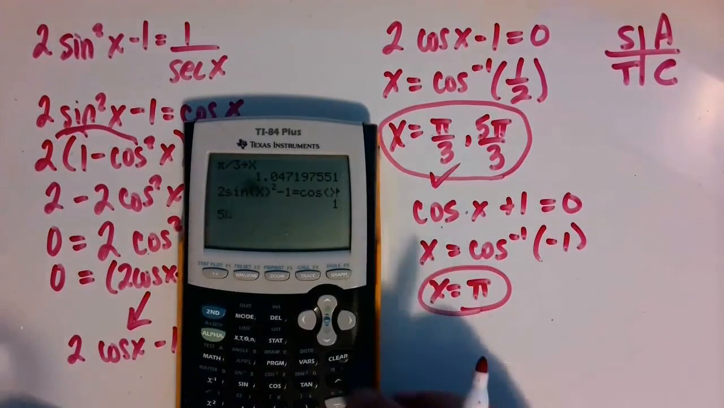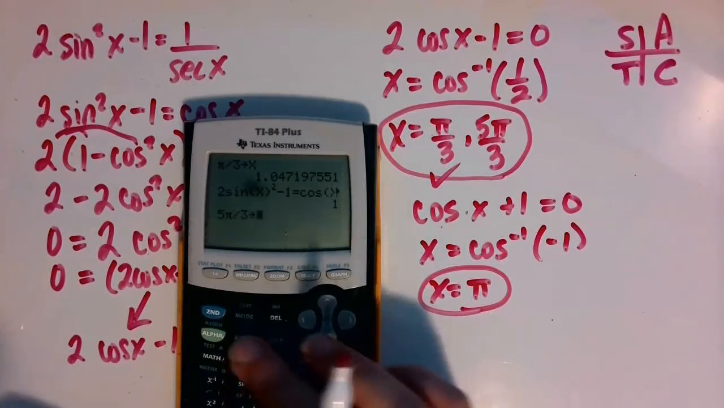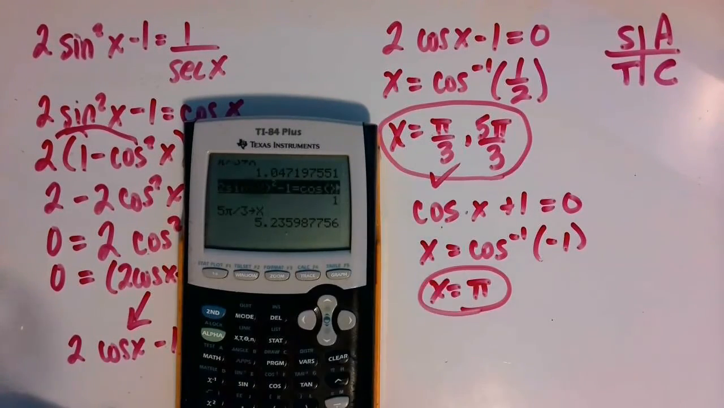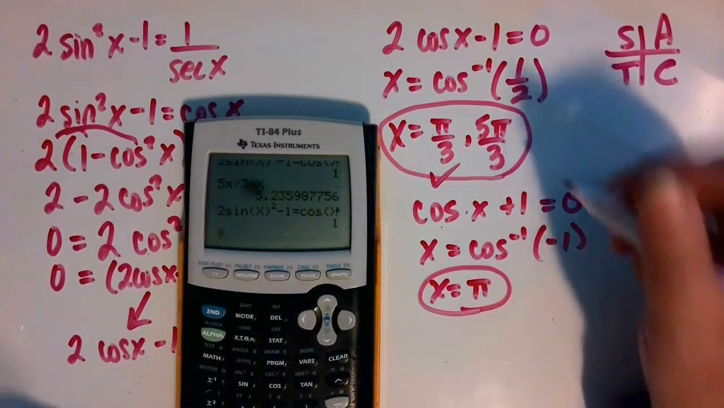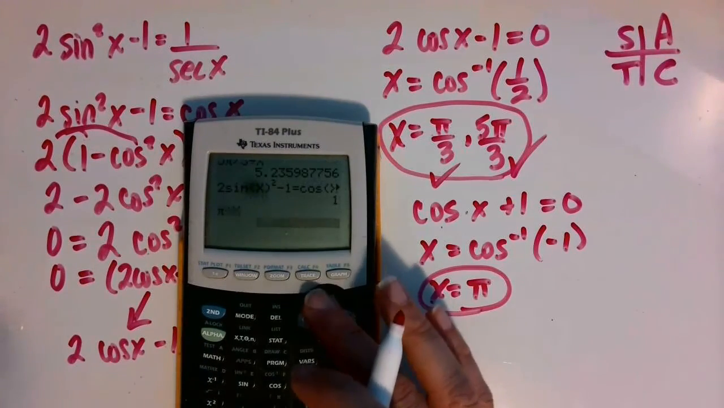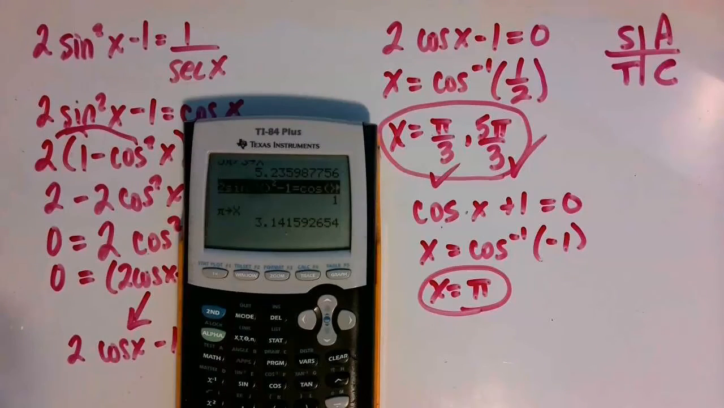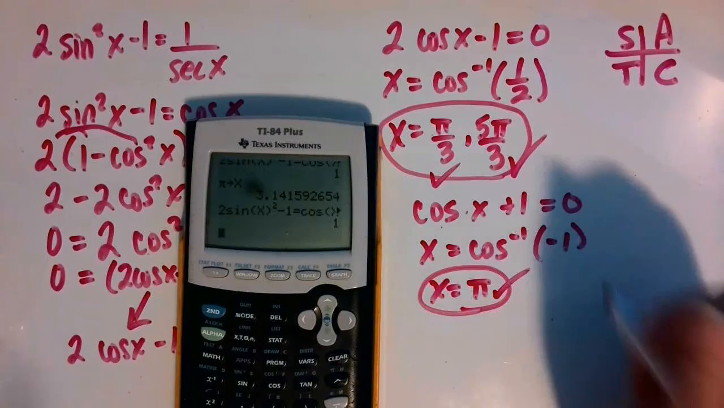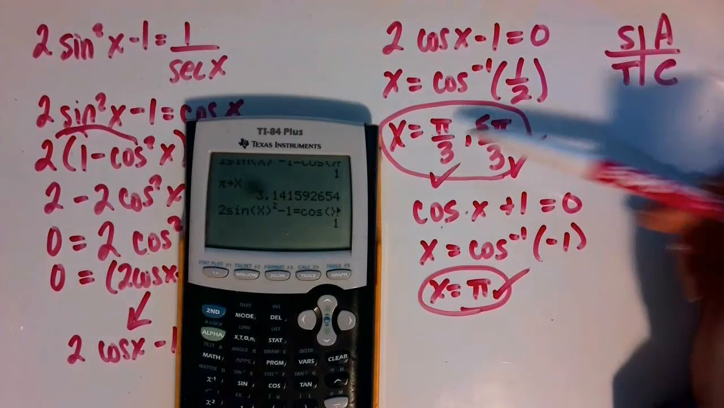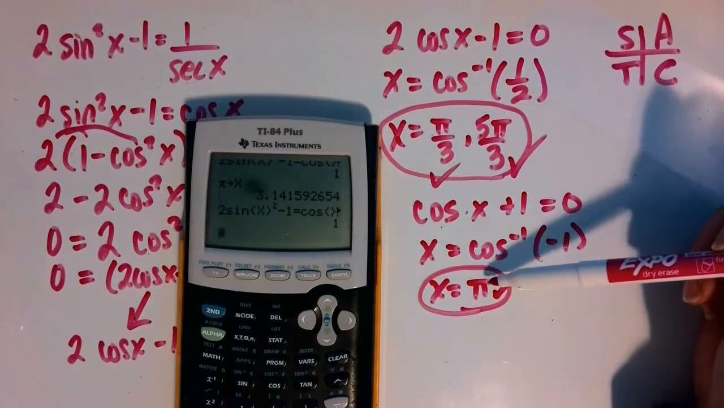Now let's check 5 pi over 3. We'll store that as our new x, arrow up to the equation so we don't have to retype it. Press enter, we get a 1, so 5 pi over 3 checks. And then pi, we're going to store as x, and then arrow up to that equation again, and we get a 1. And so this equation has 3 solutions, pi over 3, 5 pi over 3, and pi.